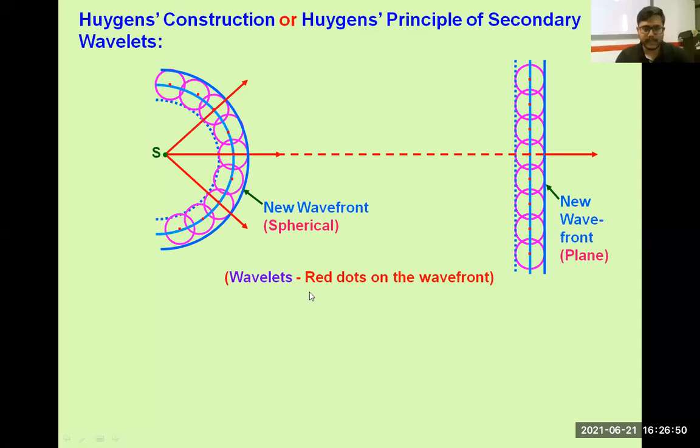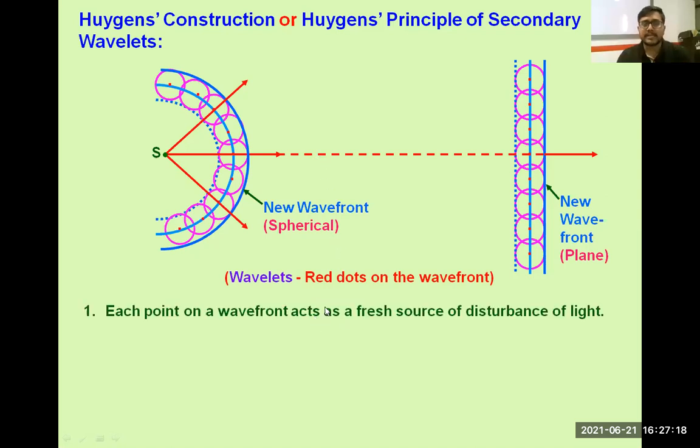Okay, here also I have written that wavelets are the red dots on the wavefront. As I told you in the previous diagram also, these dots are on the wavefront because they are in the front, and again each will produce its own wavelet. So a point source will produce which kind of wavelet? The spherical wavelet. Okay, so this is just one basic understanding.